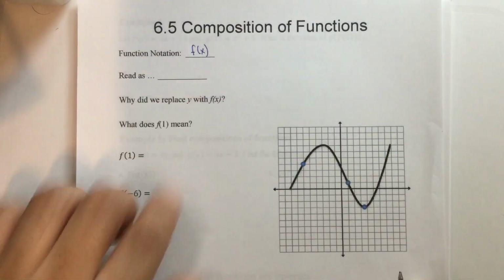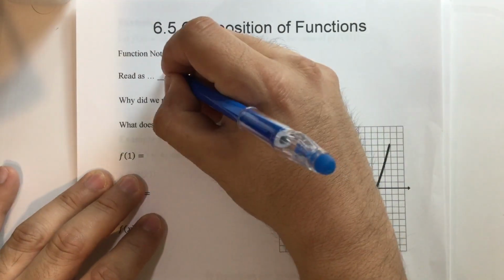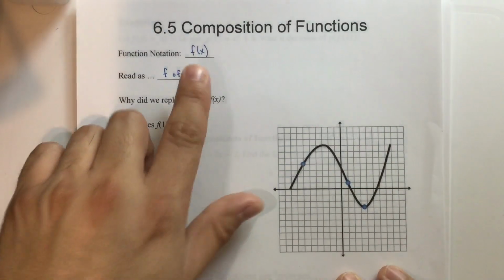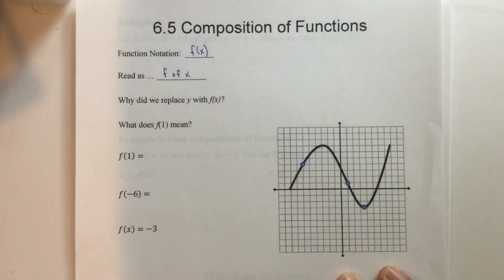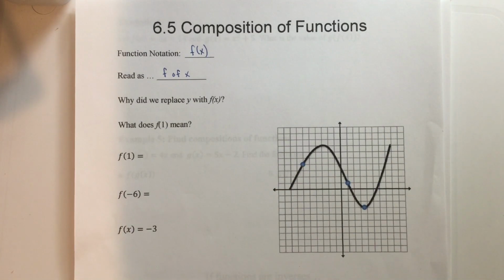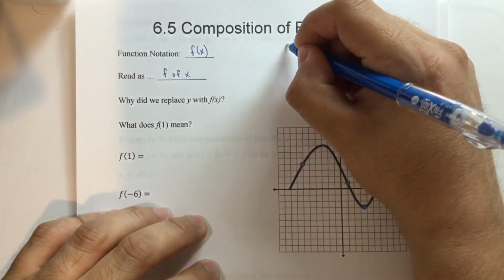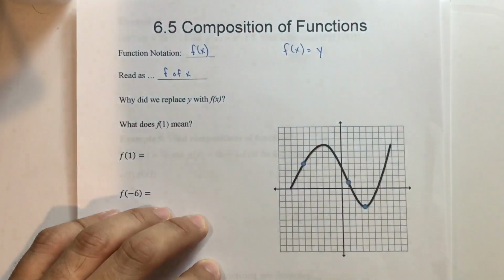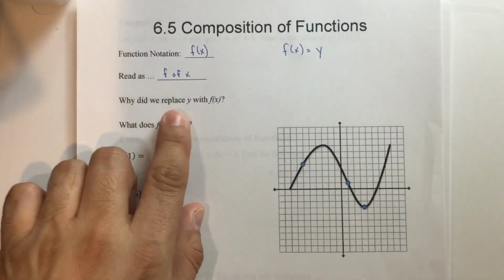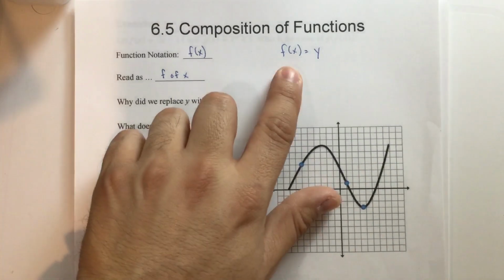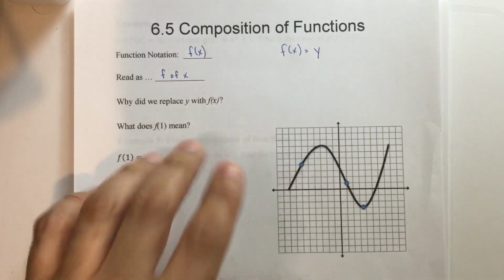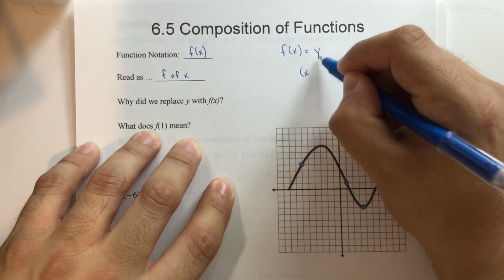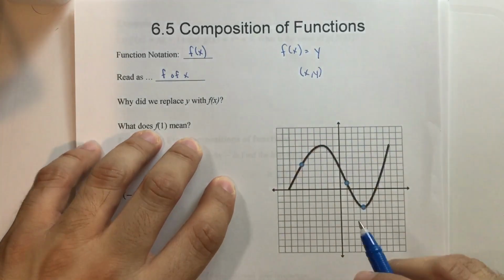And the way we read this is f of x. Okay, so that's how I read it. So this is really read as f of x. Let's talk about f of x really quickly. So if you recall, f of x is equal to y. So why did we replace y with f of x? That's just giving you some background knowledge. f of x is equal to y. Just recall that this value is x and this value is y, which does create an ordered pair.